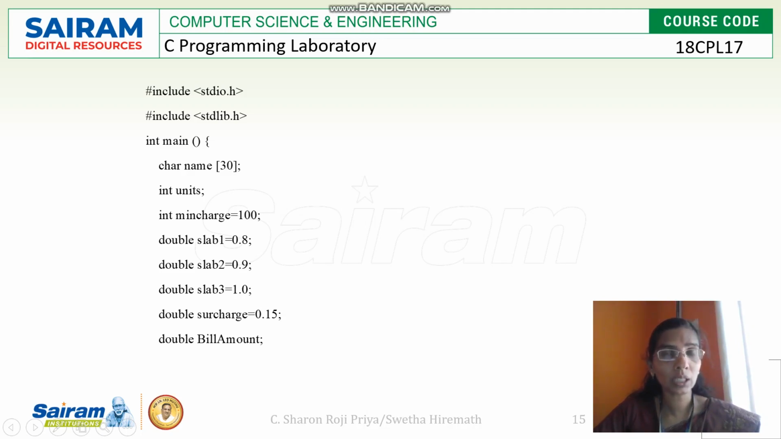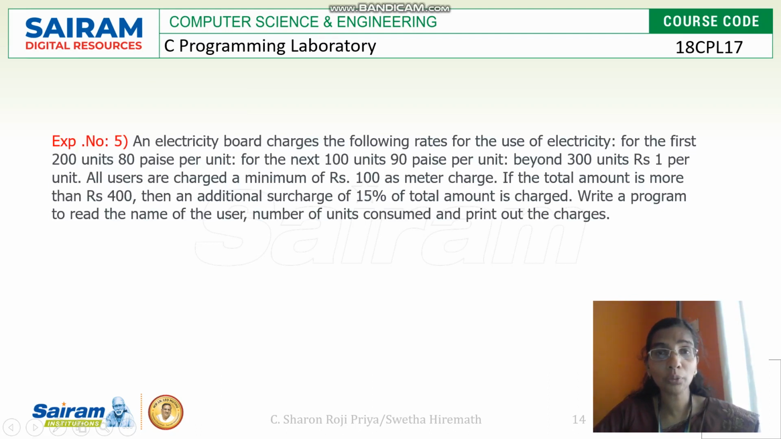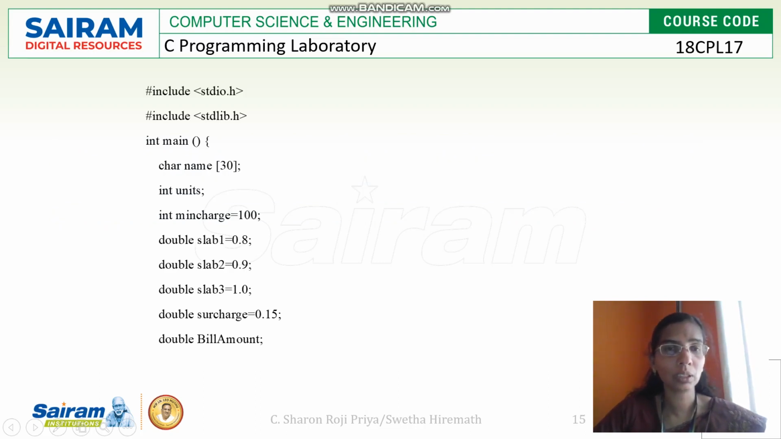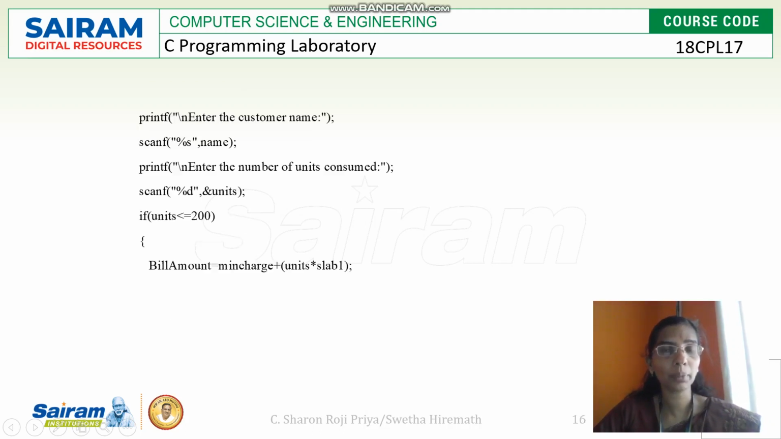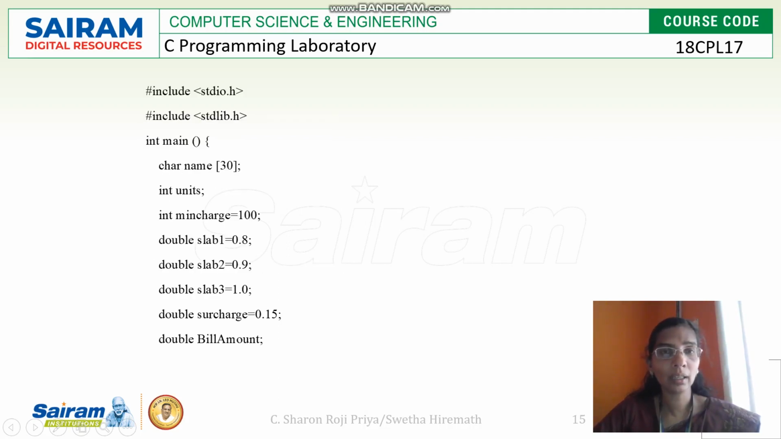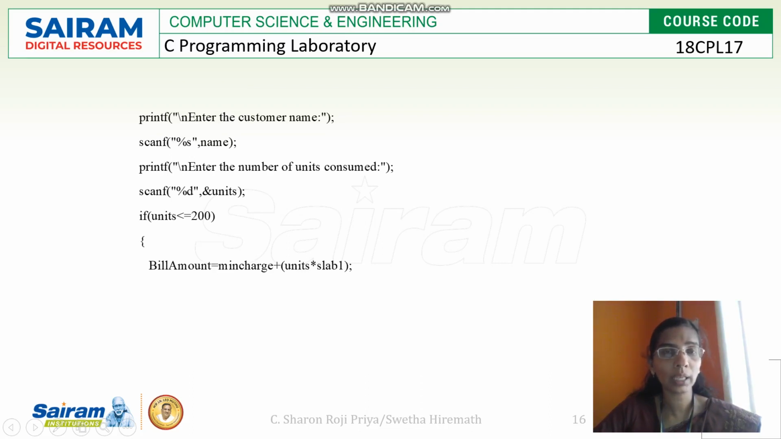And what is this surcharge? If the total bill amount is more than 400, I have to take a surcharge of 15% of the total amount. The bill amount also I use the double data type. And read the customer name as it is a character array. It is %s, I should not use any ampersand here. Enter the number of units consumed. Units is integer data type, so it is %d with ampersand units.